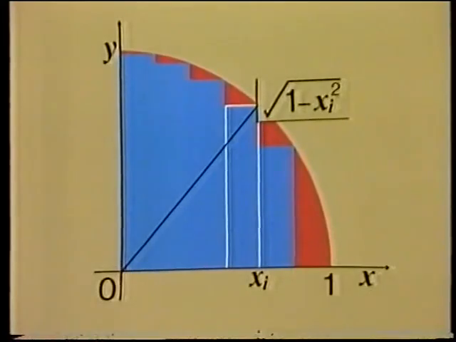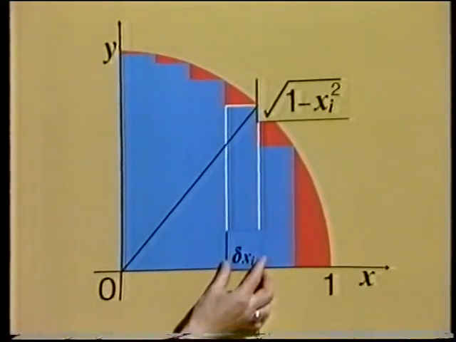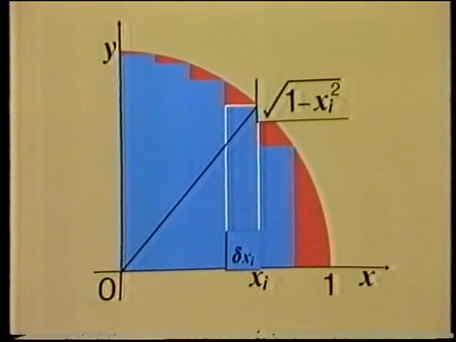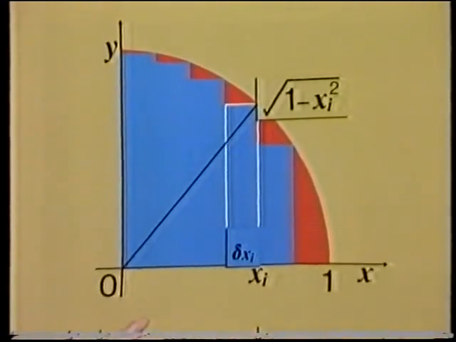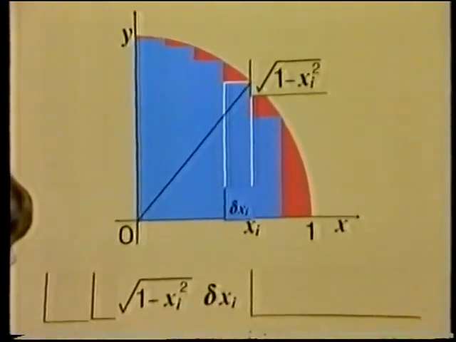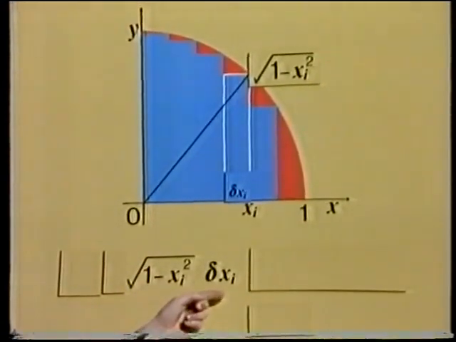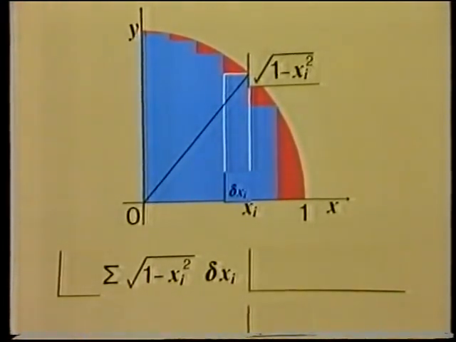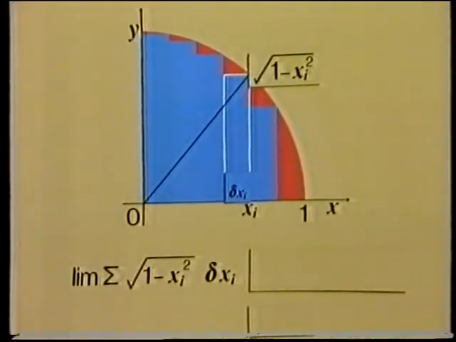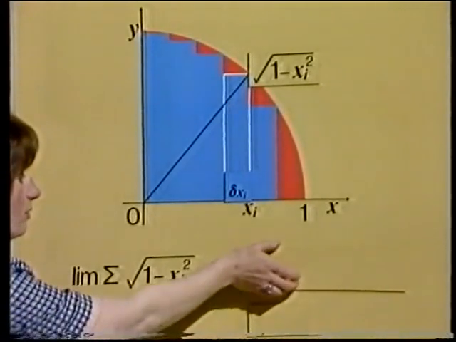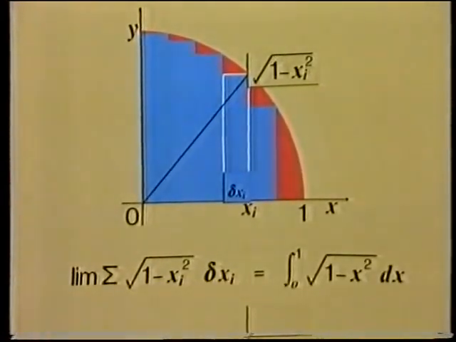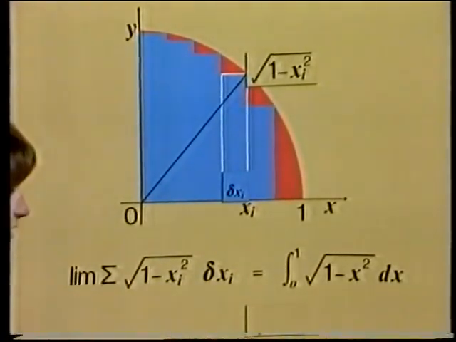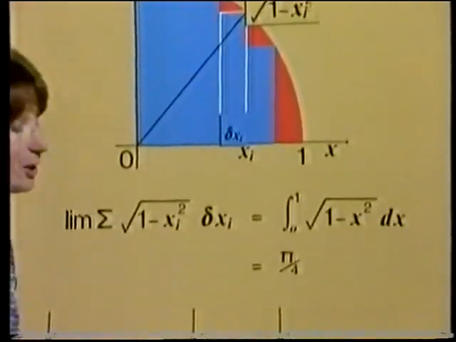We're going to use delta xi for the width, so the area of the rectangle is this: its height times its width. Next, we sum over all rectangles from 0 to 1, and taking the limit, as the widths of the rectangles tend to 0, gives us this integral, which we found last time to be pi over 4.